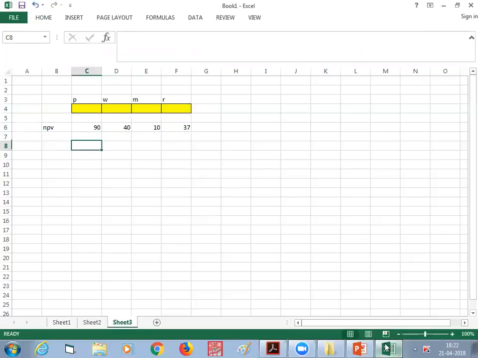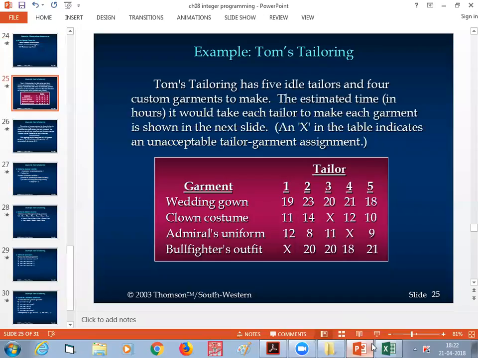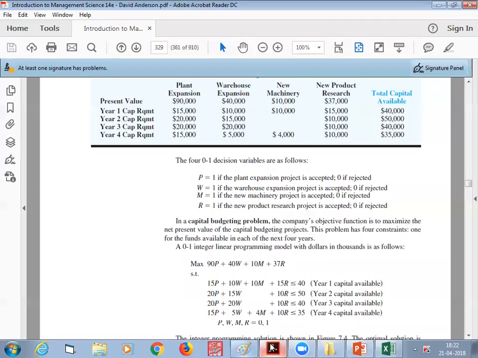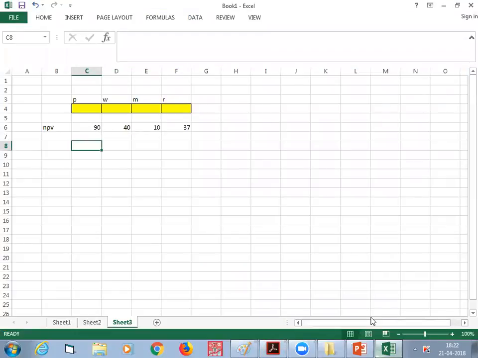Okay, and here. What were the capital requirements? Oh, this one, okay. 15, 10, 10, 15. 10, 10, 10, and 15.